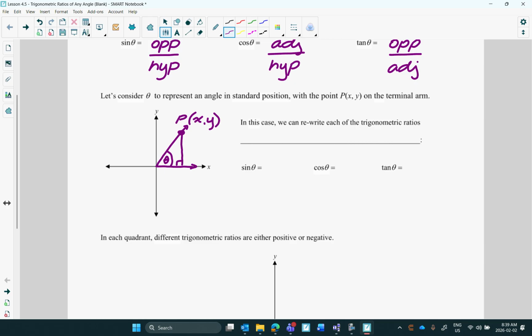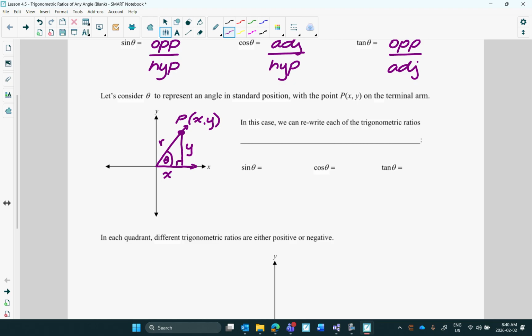Now, this is the coordinate x, y. This horizontal length will be whatever the value of x is. So this is going to be x. This vertical length of the right triangle is going to be whatever the value of the y coordinate is. So like if this was the point 3, 4, this would be 3, this would be 4. The hypotenuse, we're going to give a new letter to, we're going to call it r, instead of ABC when you use Pythagoras.